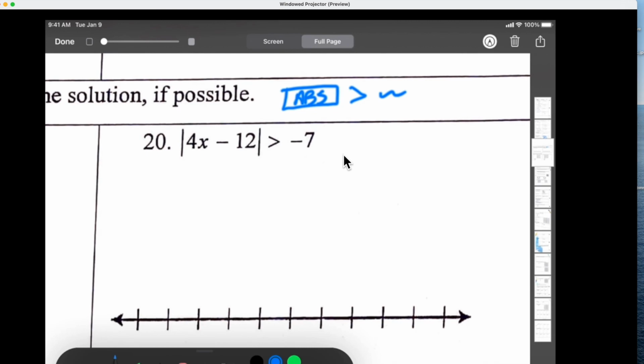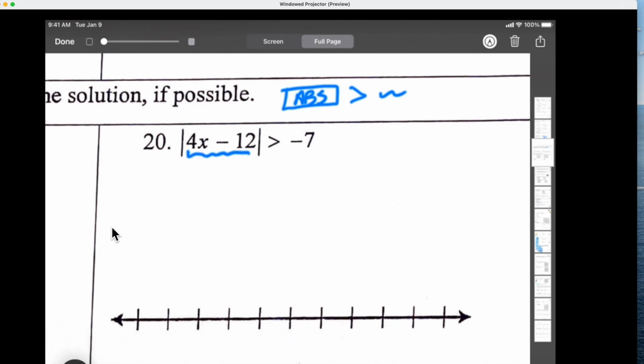Next move, we create 2 different scenarios. First, we take the stuff inside and we set it to exactly what we see.